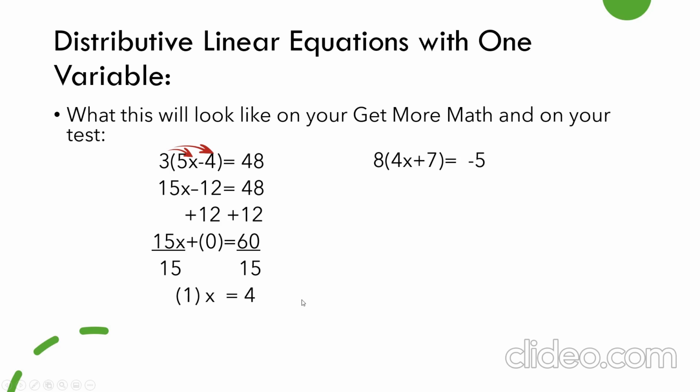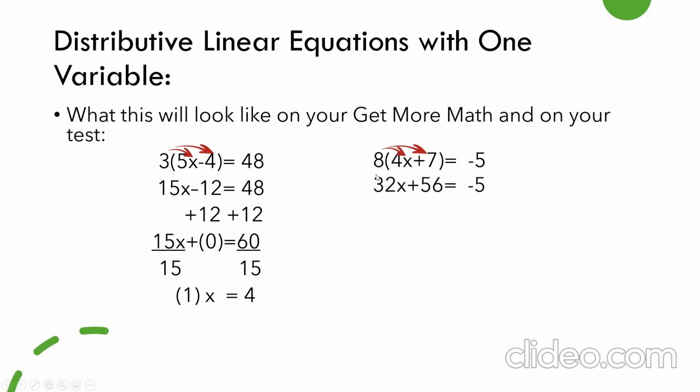Here's another example. Pause the video and attempt to do this one on your own. Now that you've had a chance to do this one, let's see if you got the answer correctly. First, we're going to distribute 8 times 4x and 8 times positive 7. 8 times 4x gives us 32x. 8 times 7 gives us 56. And of course, we just bring down our negative 5.